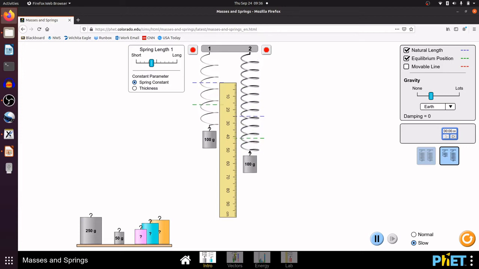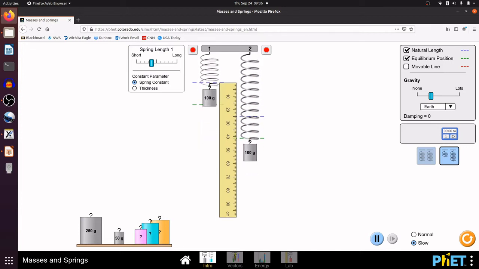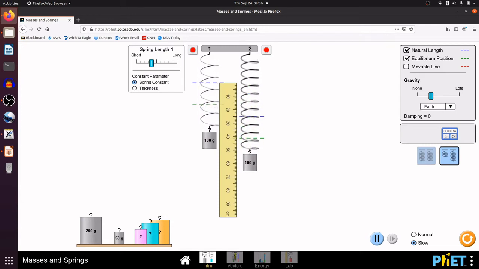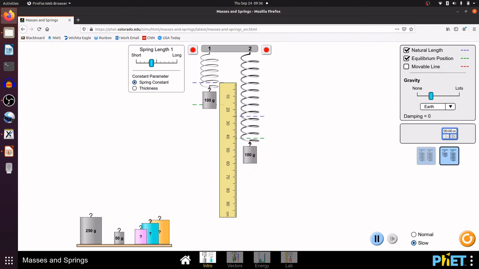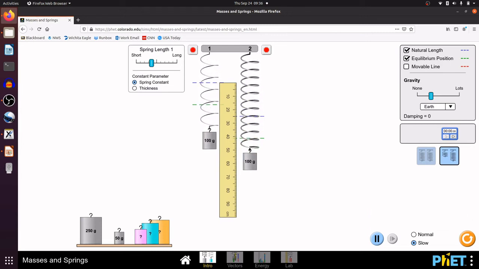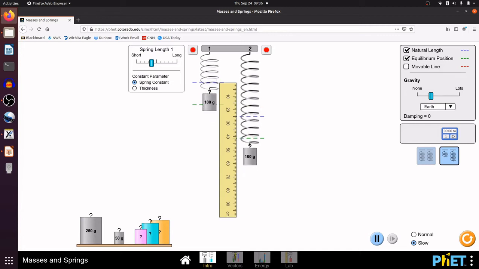These are the same springs. The only difference is one of the springs has 5 coils, the other one has 10 coils. There is a blue line right here. That's the natural length of the spring, and you can tell when it comes back up, it's indeed the natural length before it got pulled down. The green is the equilibrium position. That's just the resting position before it starts going into a complete oscillation.